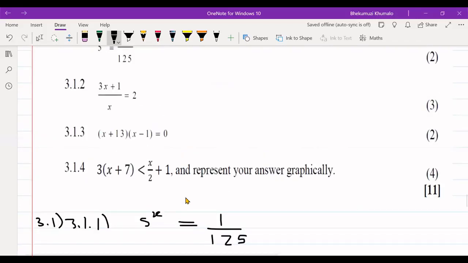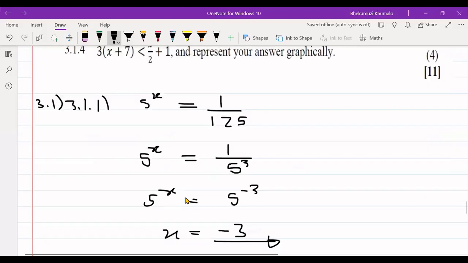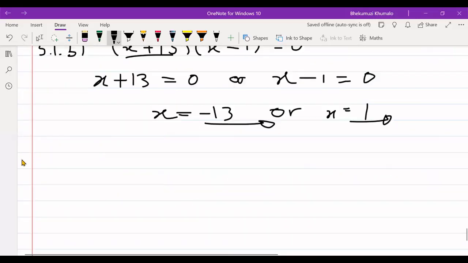Now we move on to 3.1.4. There's actually a bunch of instructions. It says we have the inequality 3 times (x plus 7), close bracket, that is less than x over 2 plus 1. And they say to represent your answer graphically. If we are expected to represent our answer graphically, I'm going to have to draw something.